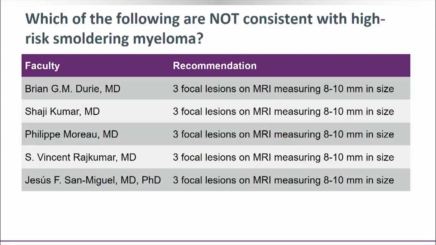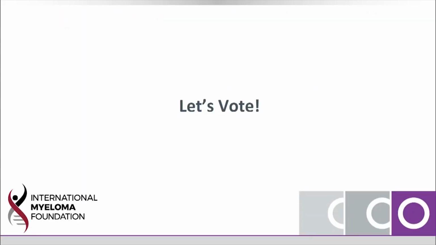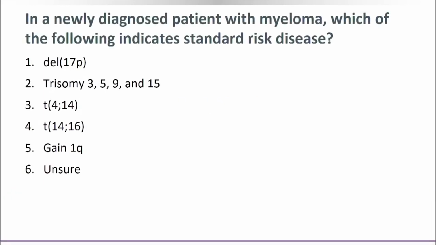Can you go back to the question again? So let's say this patient has myeloma, and a few years pass, we've diagnosed the patient as myeloma. Which of the following in a myeloma patient will indicate standard risk disease? DEL17, trisomy 3, 5, 9, 15, 4, 14, 14, 16, gain 1q, or unsure. Which of these abnormalities suggests standard risk disease? Please vote.